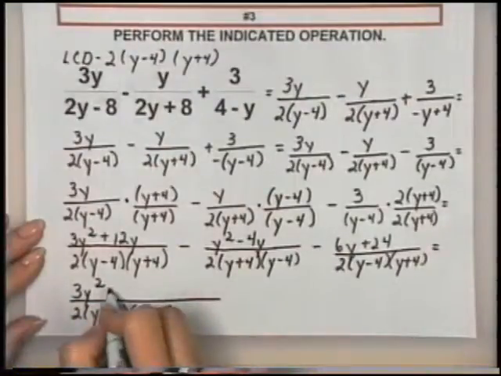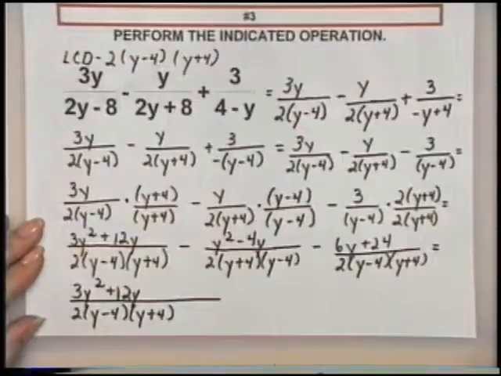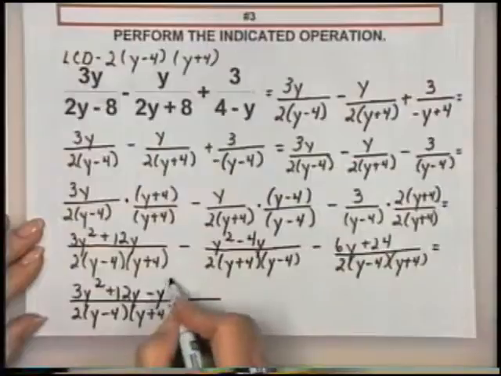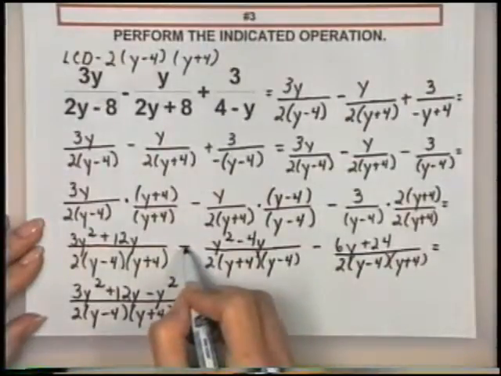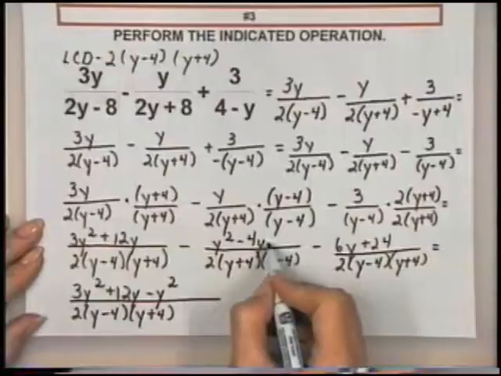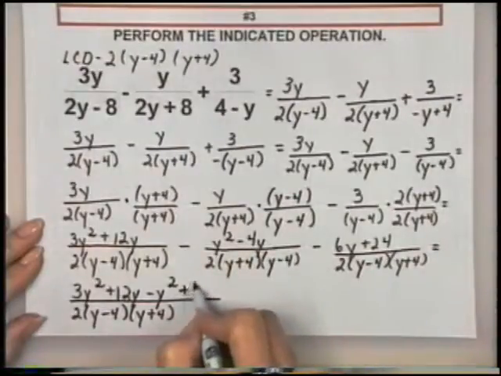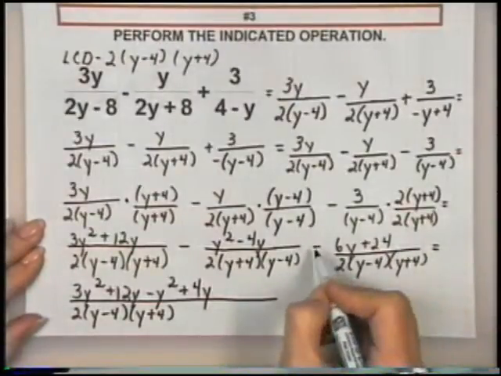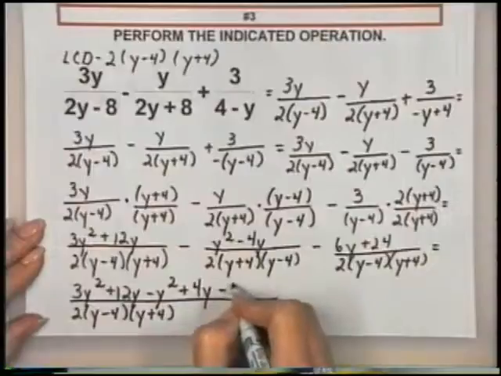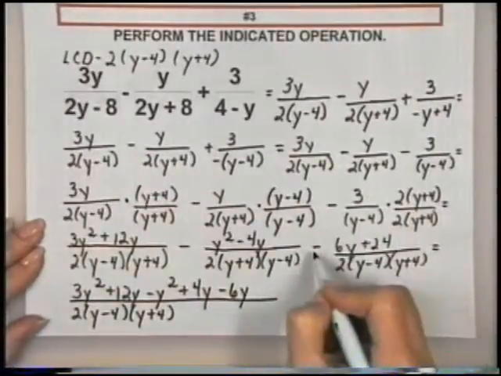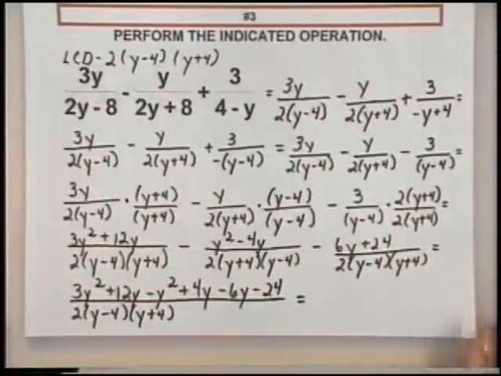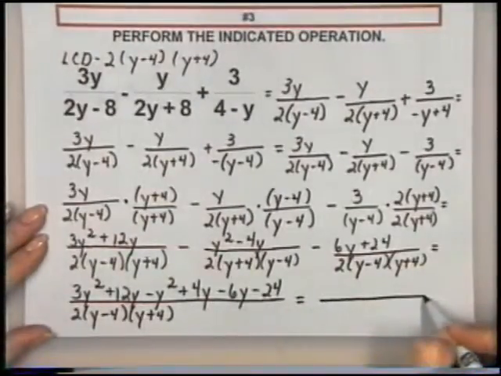So I will write my first numerator, 3y squared plus 12y. When I apply the subtraction sign to the y squared, I get minus y squared. When I apply the subtraction sign to the minus 4y, minus a minus would give me a positive 4y. For this last fraction, when I apply the minus to the 6y, I will get minus 6y. When I apply the minus to the 24, I have minus 24. Now I need to combine like terms in the numerator.